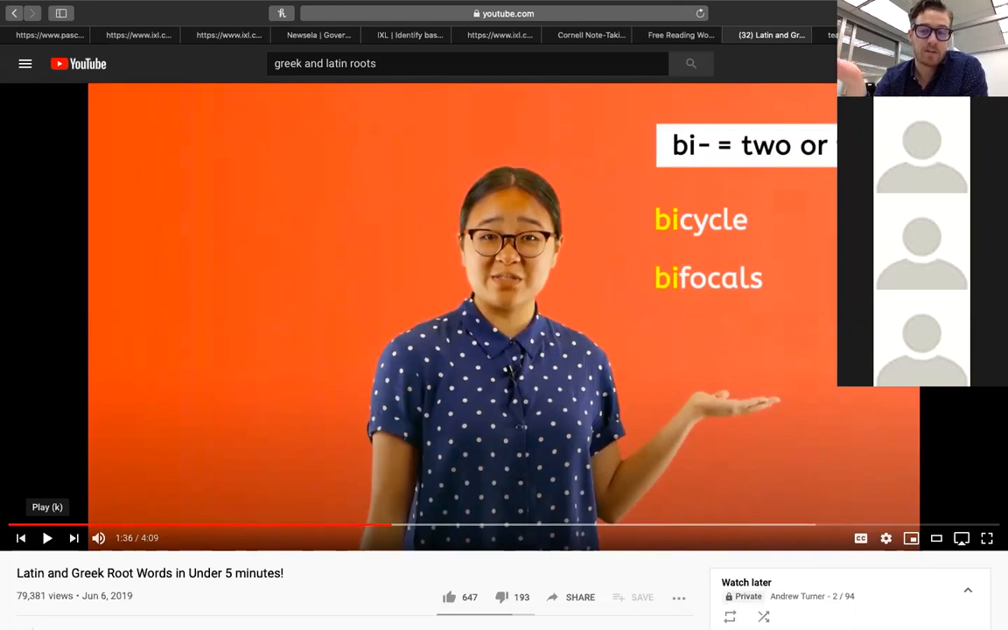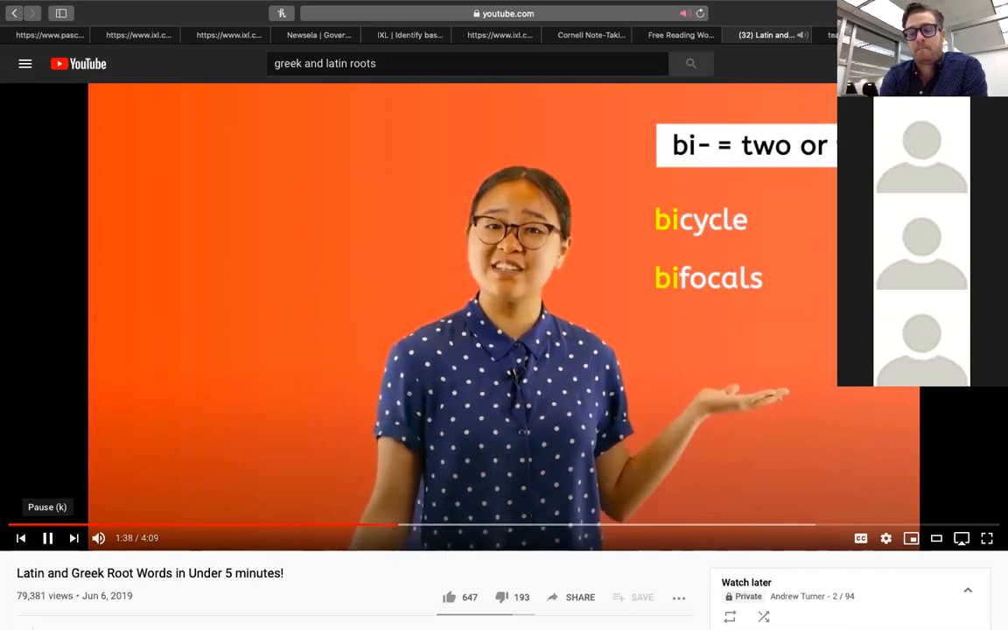Two wheels. What's a bifocal? Bifocals have two foci. Bifocals are usually at the bottom, so you can see close up, and if you're looking forward, the bifocal will be so you can see far away. So it was an invention for those who need help seeing close and far away.